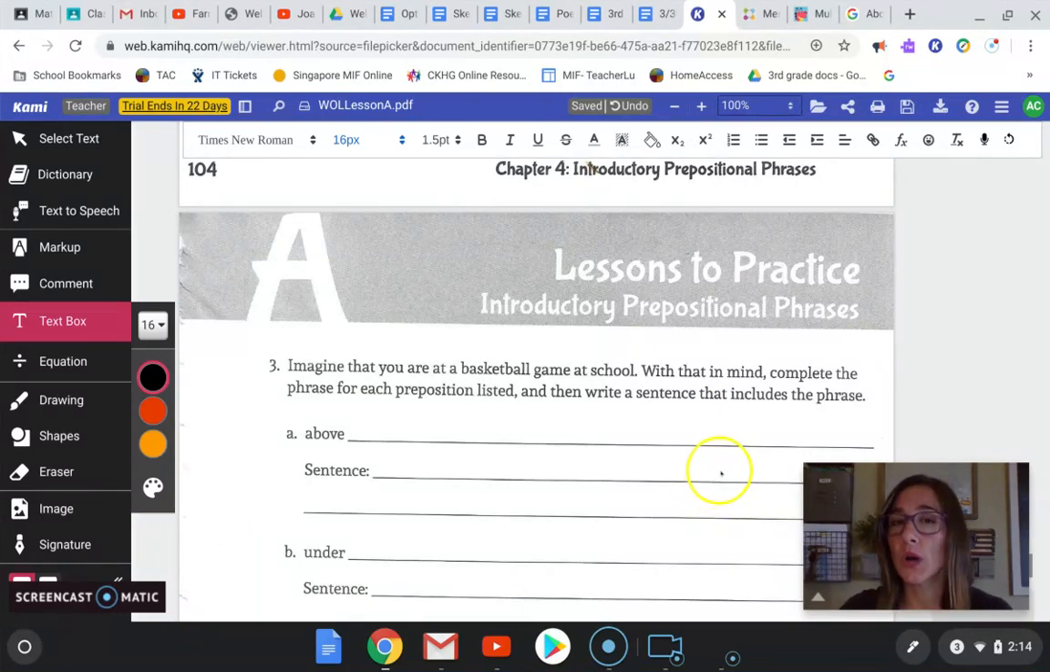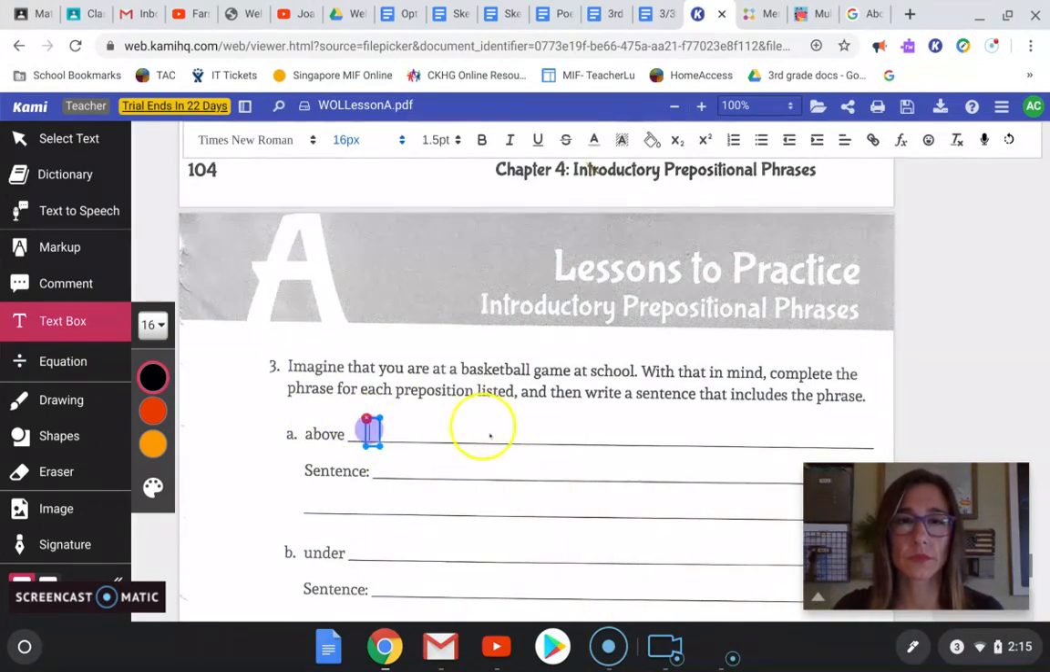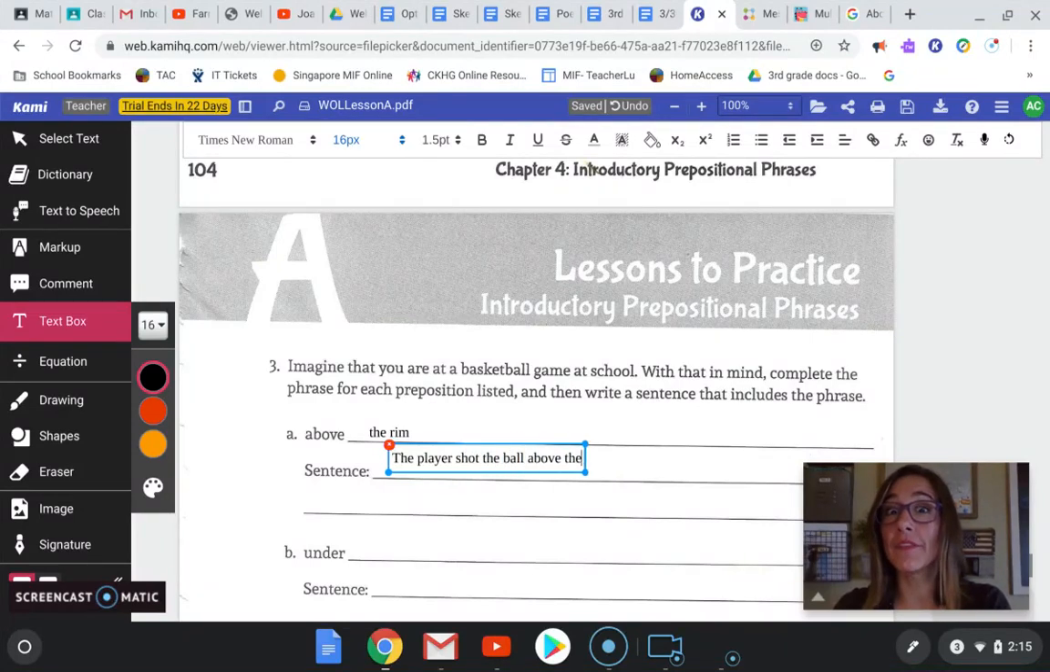Imagine that you are at a basketball game at school. With that in mind, complete the phrase for each preposition listed, and then write a sentence that includes the phrase. So this is just being creative. There's no wrong or right answer. Just follow the instructions of what it says to add. So a prepositional phrase, we could say above the rim. That's our prepositional phrase. So our sentence then could be, the player shot the ball above the rim.